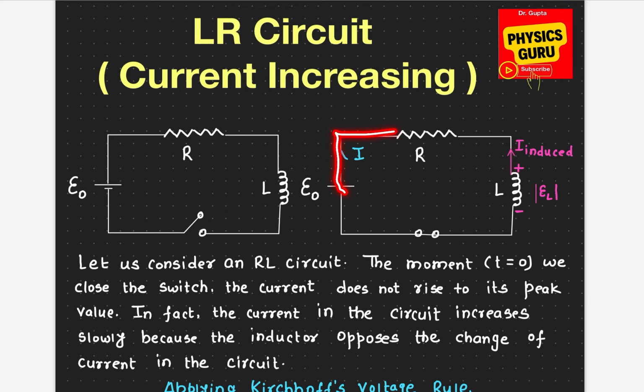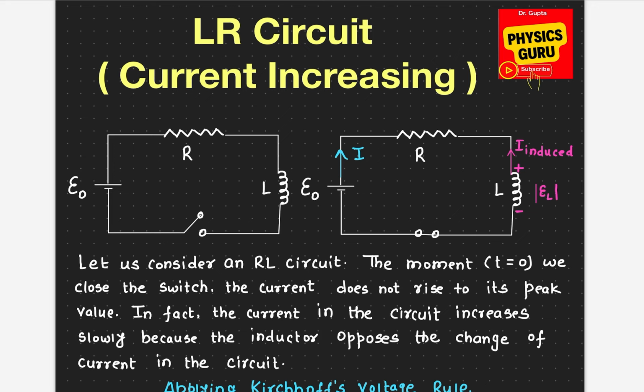The current is increasing, so the induced current will be in a direction opposite to the direction of the original current here. In order to have the induced current in this direction, this terminal must be positive and this terminal must be negative. Only in this case will we get the induced current in this way. All right.